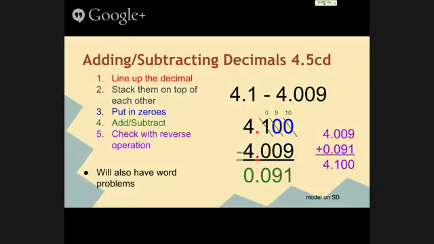You see the first 3 steps are exactly the same as comparing and ordering. They need to put in the zeros to make sure that they're equivalent. Then they need to add or subtract. And then the final step, which I would say is probably the most important step, is to check it with the reverse operation.